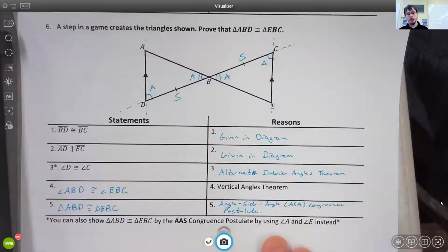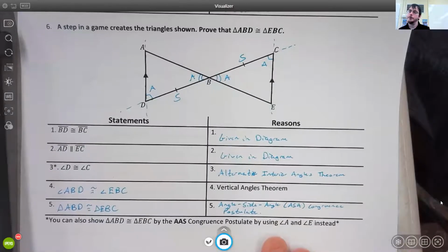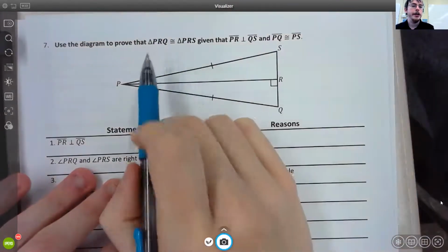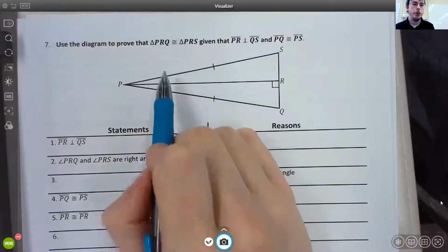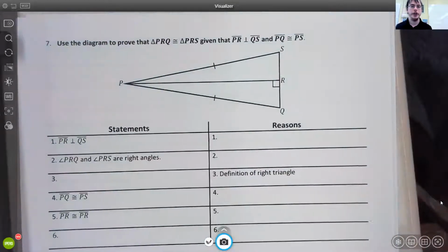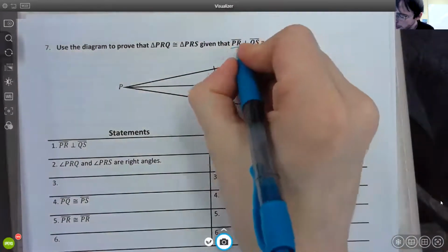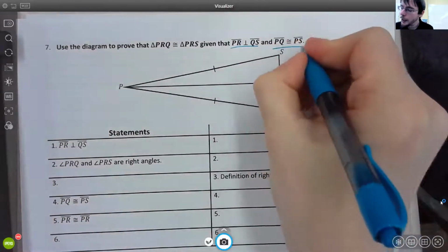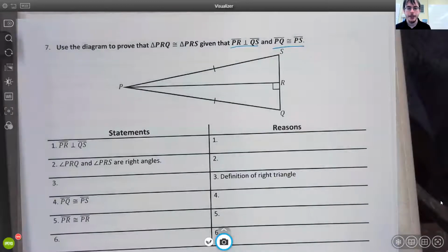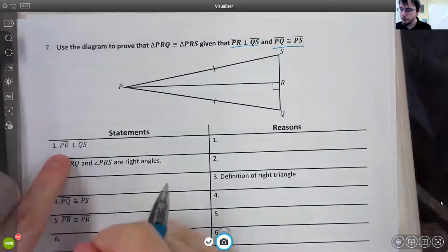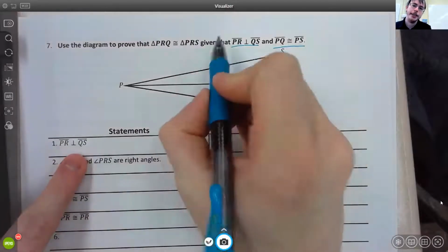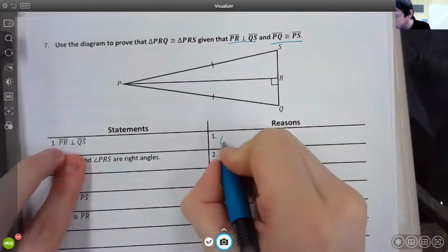Okay, so that's what these proofs are. All right, we're going to look at two more here, number 7 and number 8. We want to use the diagram in number 7 to prove that triangle PRQ is congruent to triangle PRS, given that PR is perpendicular to QS and PQ is congruent to PS. So let's look here. Our first statement says PR is perpendicular to QS, and that was given to us in the problem.